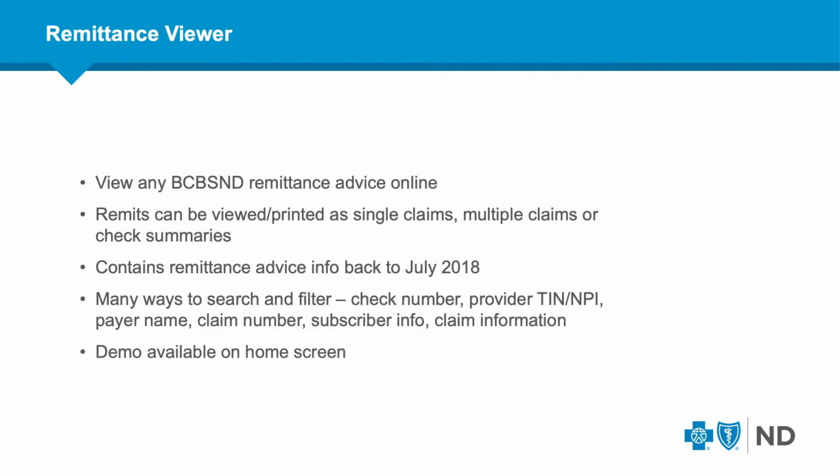And to search by that information, you have a lot of options to use. That's one of the great parts about this tool. You can look by check number, you can look by provider information, NPI or tax ID. You can use a claim number. You can even use member information. So a lot of ways to find what you're looking for. And again, like most transactions, there is a demo available as well.